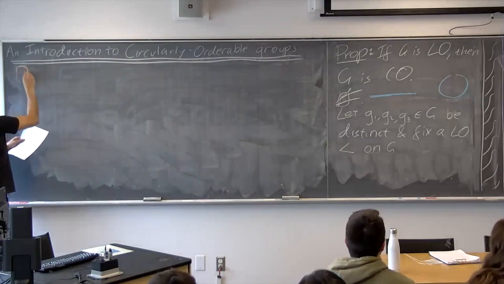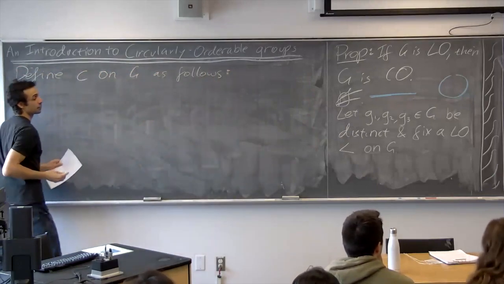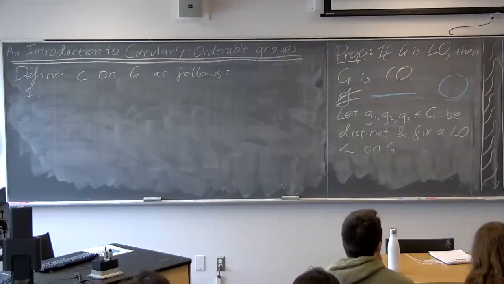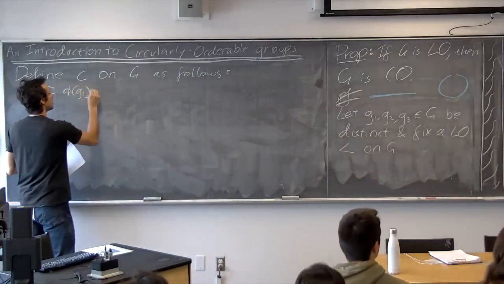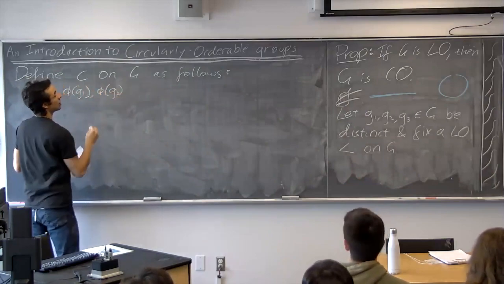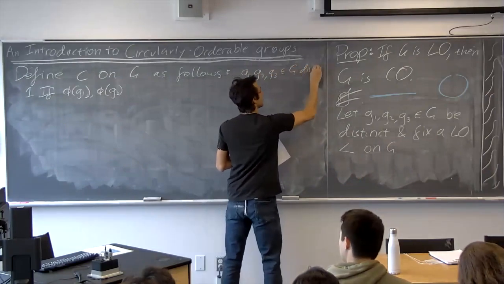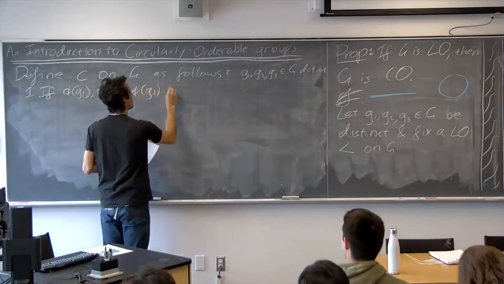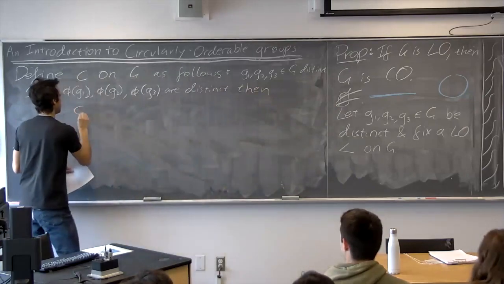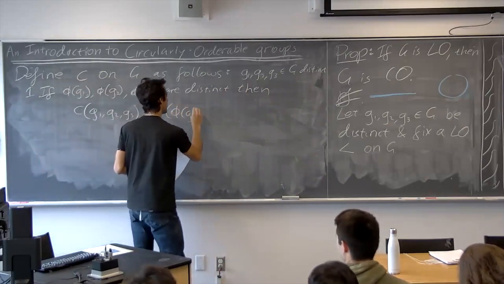Okay, so let's define a circular ordering. Define C on G as follows. Case one: you take three distinct things in G. If they map to three distinct things in H, that's just your circular ordering. You don't have to worry about that. So if phi of G1, phi of G2, phi of G3 are distinct, you don't need to define it on the ones where they're not, because those are always zero. Then you simply define C of G1, G2, G3 to be C bar of phi of G1, phi of G2, phi of G3.